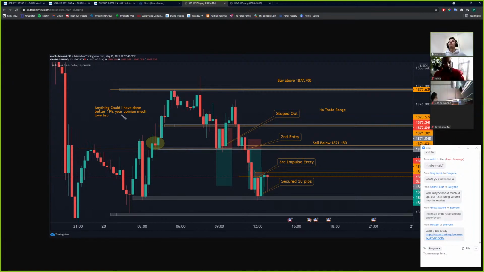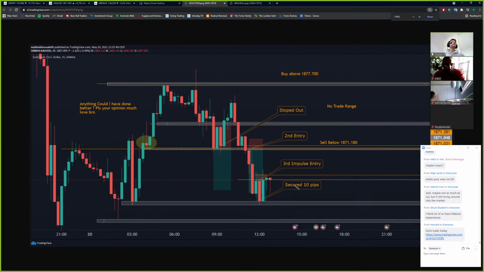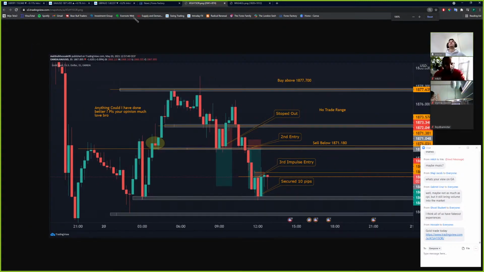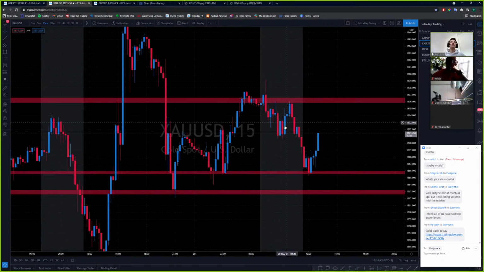Anything I could have done better? Please, your opinion. Much love. Oh, nice. You took a sell over here and then another sell over here. Okay, so let's investigate the sell. Okay, let's take a look. So I see what you did. I'm assuming you took the sell on this 15-minute candle over here.